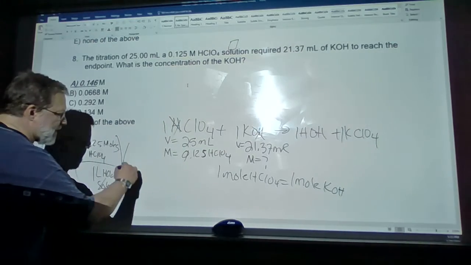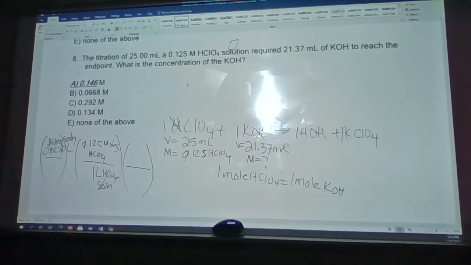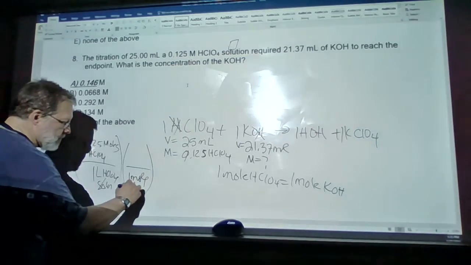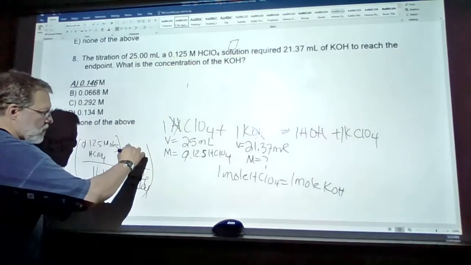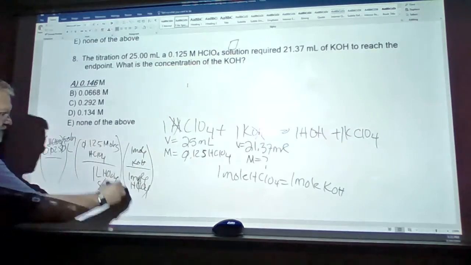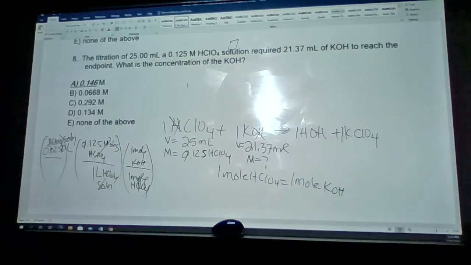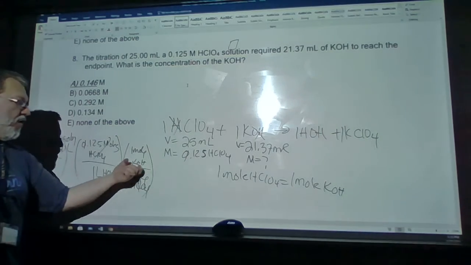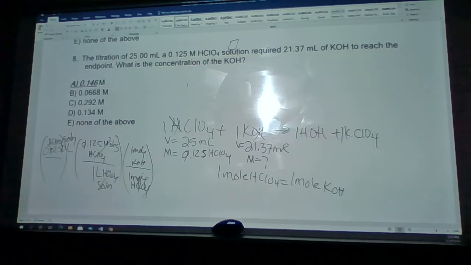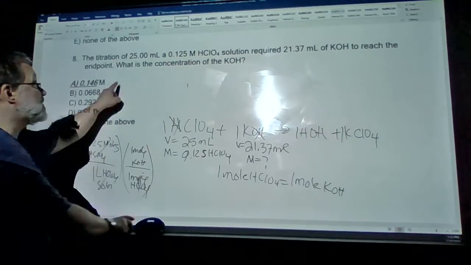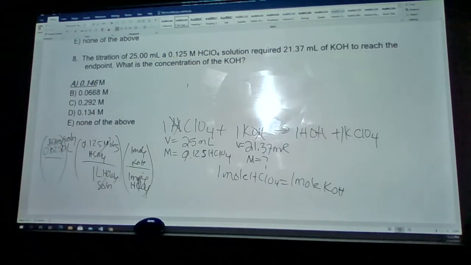Well, if we can stick that here, 1 mole of HClO4, 1 mole KOH. Moles HClO4 canceled. Therefore, we are left with our answer in terms of moles of KOH. But it doesn't ask for moles of KOH, it asks for molar concentration. What is the concentration of the KOH?